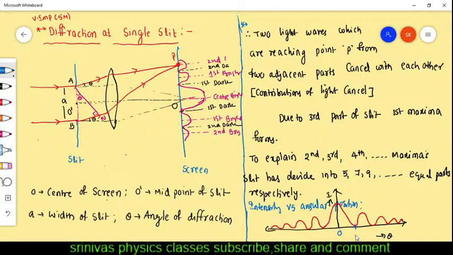We can take it as a dark one, D1. This is the first maxima, B1. This is the second dark, D2. Like this, dark and bright bands are formed. If you want to know the angular position of the first minima, that is lambda by A. The second minima is 2 lambda by A.